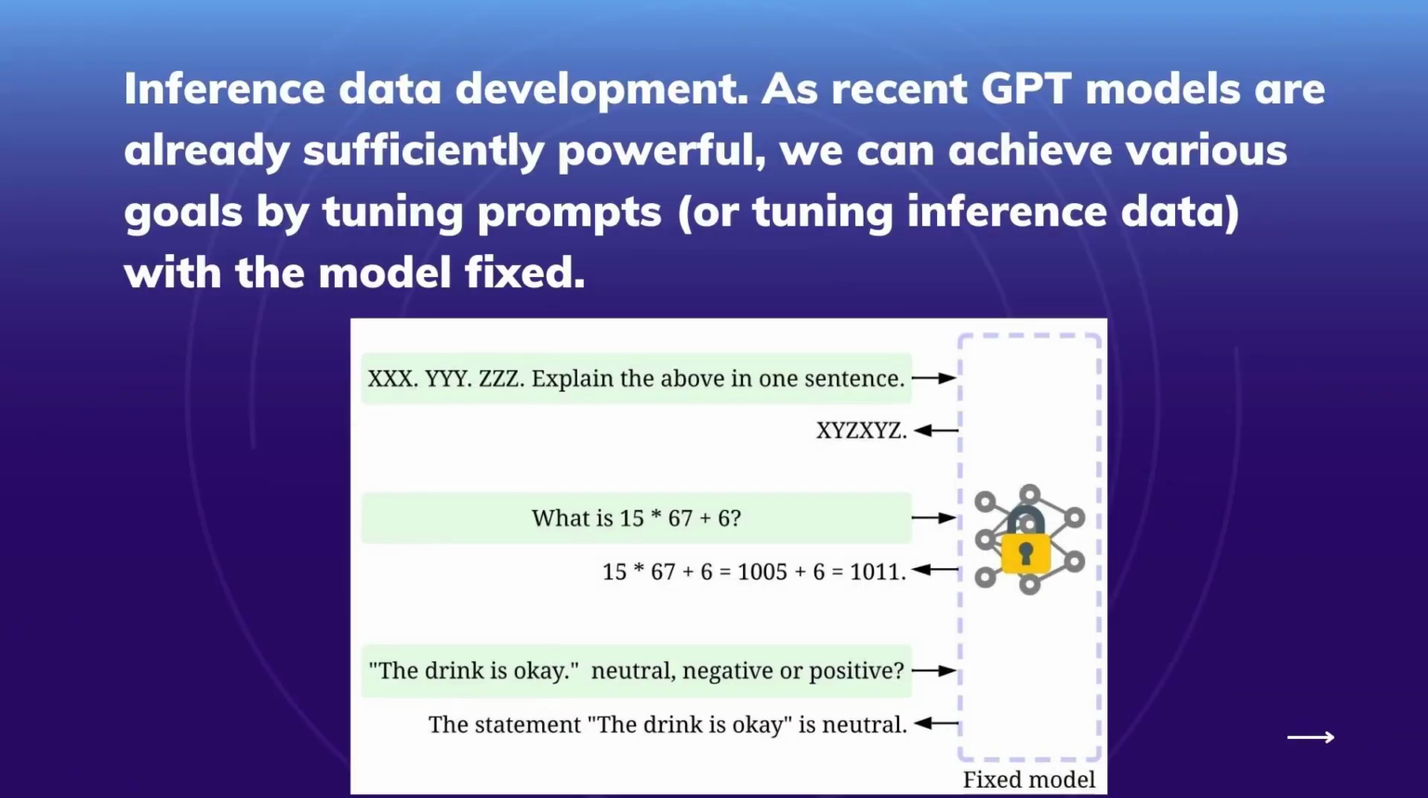It is commonly believed that GPT-4 used an even larger dataset, as the model weights have been increased. Inference data development. As recent GPT models are already sufficiently powerful, we can achieve various goals by tuning prompts, or tuning inference data, with the model fixed. For example, we can conduct text summarization by offering the text to be summarized alongside an instruction like "summarize it" or "TLDR" to steer the inference process.